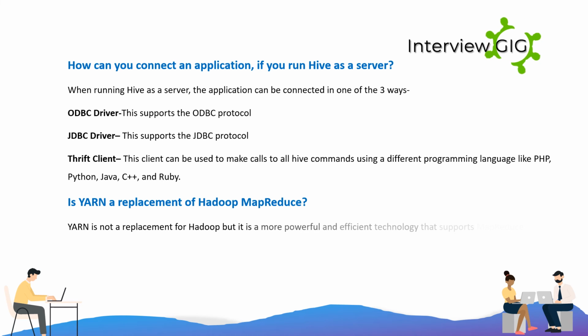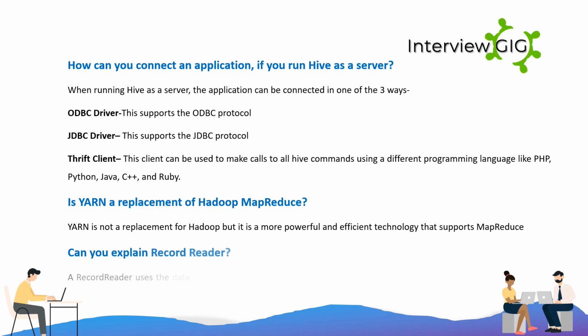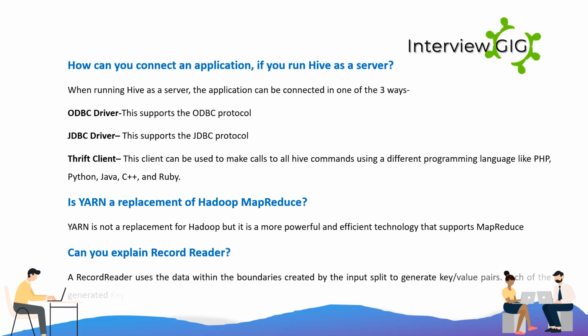Is YARN a replacement of Hadoop MapReduce? YARN is not a replacement for Hadoop, but it is a more powerful and efficient technology that supports MapReduce. Can you explain record reader? A record reader uses the data within the boundaries created by the input split to generate key-value pairs. Each of the generated key-value pairs will be sent one by one to their mapper.